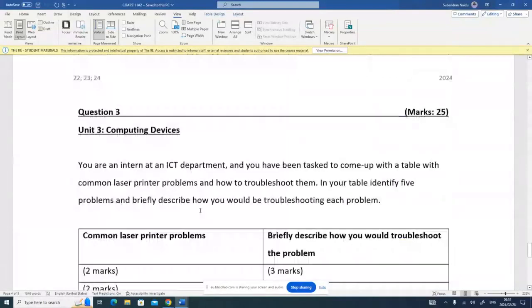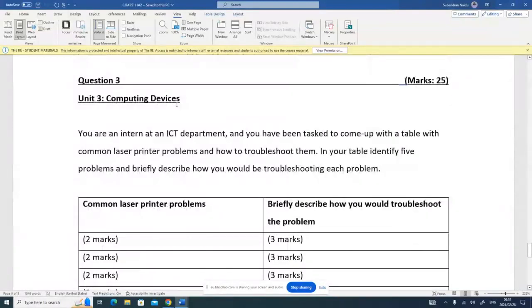Question 3, 25 marks. Unit 3, computing devices. You're an intern at an ICT department. You have been tasked to come up with a table with common laser printing problems and how to troubleshoot them. In your table, identify 5 problems and briefly discuss how you would be troubleshooting each problem. Now, they specifically mentioned that I want to come up with laser printing problems, right?